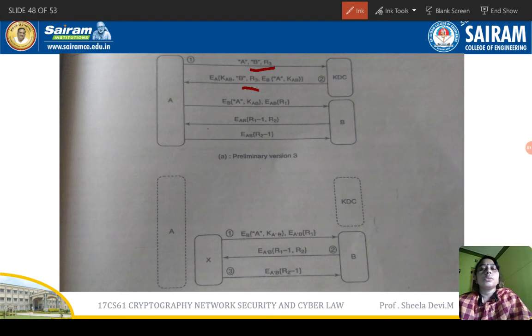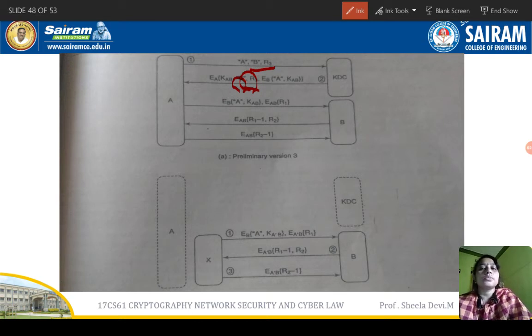So, the difference between version 1 and version 2 is we have added this B. In version 2, we have added this B in order to confirm that this is the person with whom A is going to communicate. And in version 3, one more change we did in the protocol, that is this random number R3 in message 1 as well as message 2 to prove the freshness of the message. Next, as usual, all the others are going to be the same.